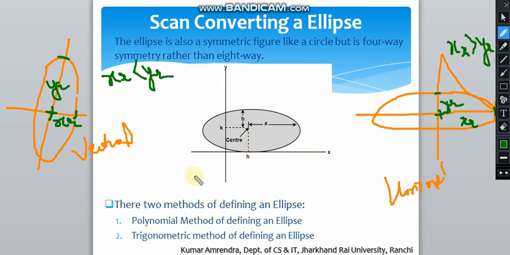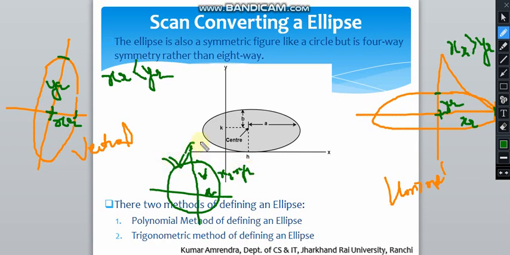ठीक है, तो अब if the case is xr equal to yr, तो xr equal to yr क्या होता है, ये सर्कल बना देता है. So in this case we have studied midpoint circle drawing algorithm and Bresenham circle drawing algorithm. In the similar way we will also plot the ellipse.